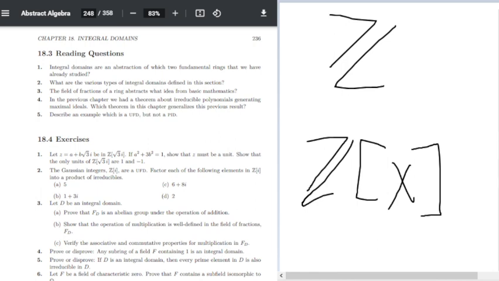Describe an example which is a UFD but not a PID. Good. You can just take Z[x], or many multiple-variable polynomial rings. So I will not belabor that point.